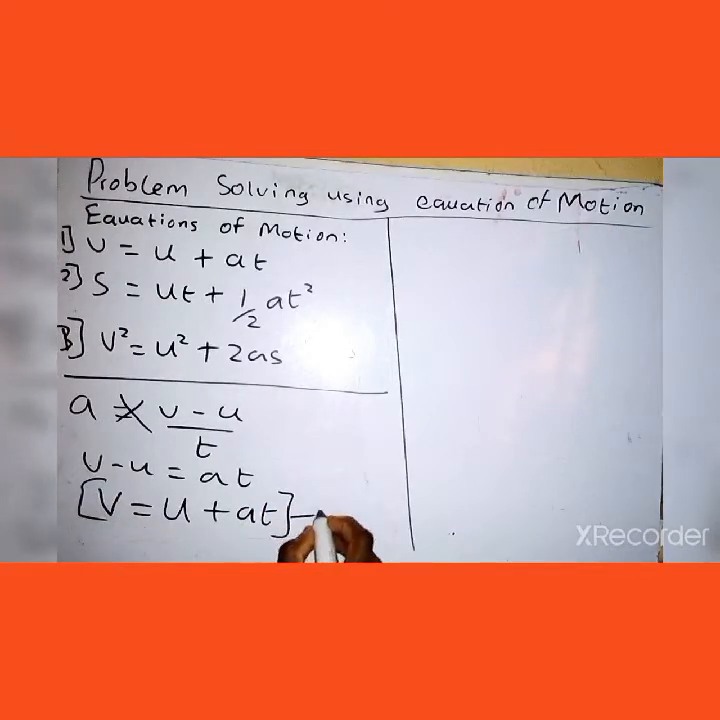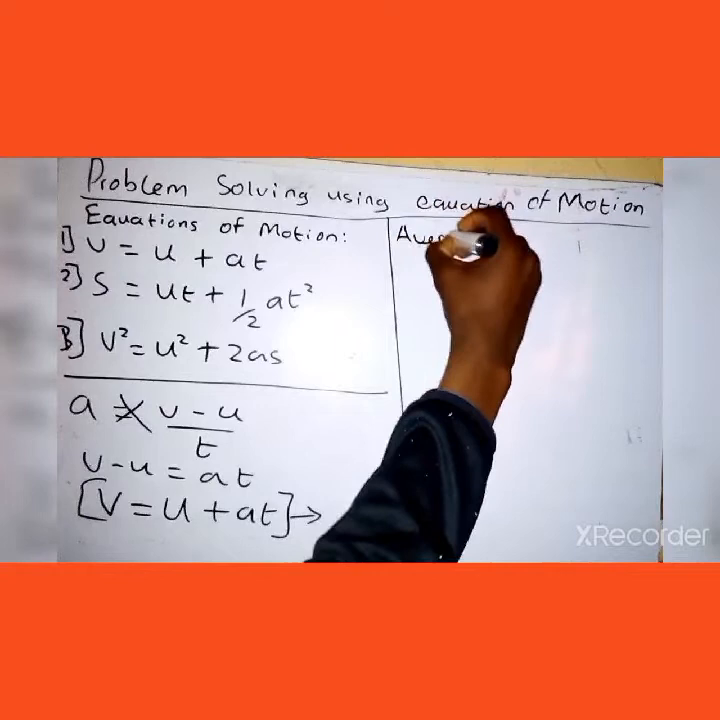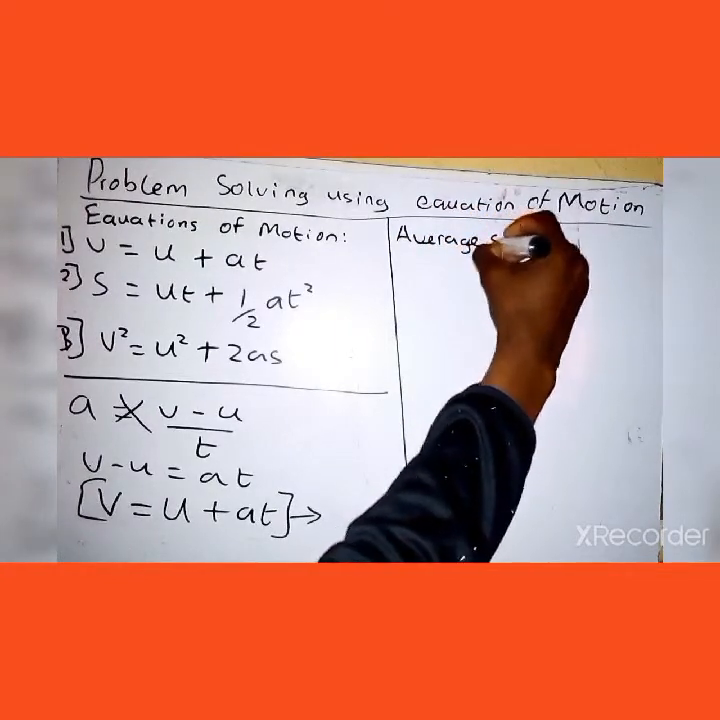That's the first one. This is how we got the first equation of motion. So now we will be moving to the next equation of motion. The next one is just talking about speed, and we know that it's talking about distance. So we can derive this from average speed. So you know average speed is what?